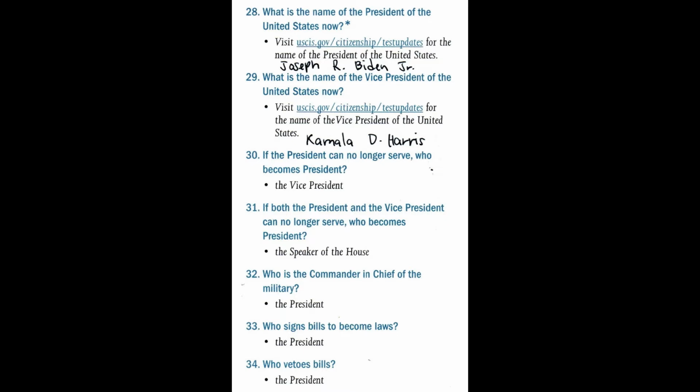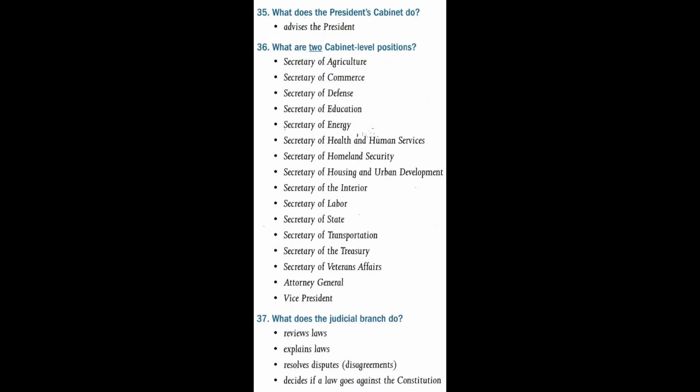32. Who is the Commander-in-Chief of the military? The President. 33. Who signs bills to become laws? The President. 34. Who vetoes bills? The President. 35. What does the President's cabinet do? Advises the President. 36. What are 2 cabinet-level positions? Secretary of Agriculture. Secretary of Commerce. Secretary of Defense. Secretary of Education.